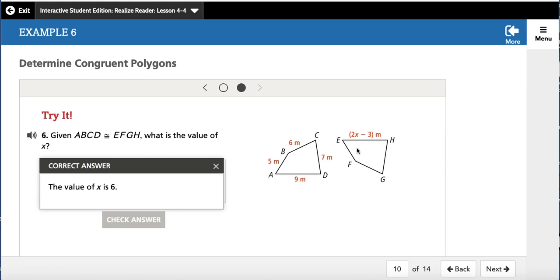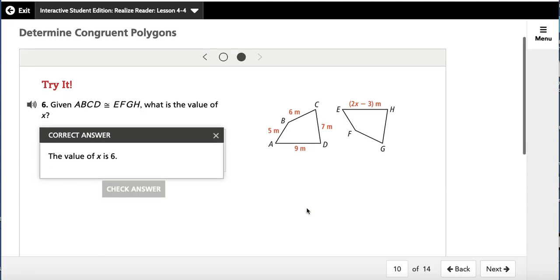If they wanted to find the length, we'd plug a 6 in here. 6 times 2 is 12. 12 minus 3 is 9, which was a little silly because since we knew the two objects were congruent, it had to be 9. Oh well.